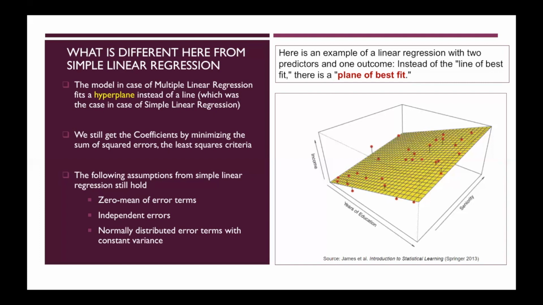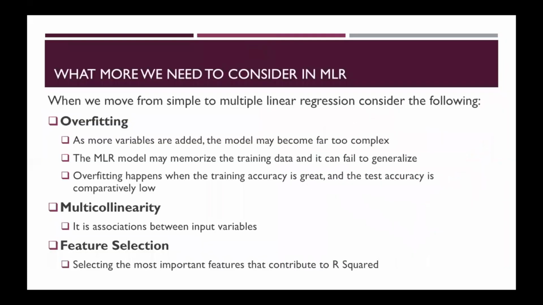Okay, and the following assumptions from simple linear regression still hold, that is zero mean of error terms, independent errors, and normally distributed error terms with constant variance. So we had a comparative study between the single linear regression and the multivariate linear regression. Now let us see what is there more in MLR that we need to consider.